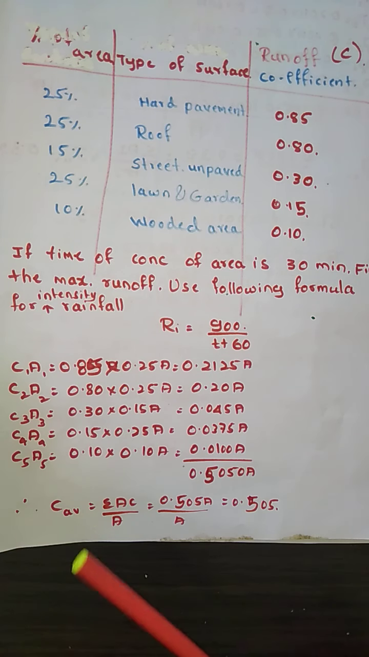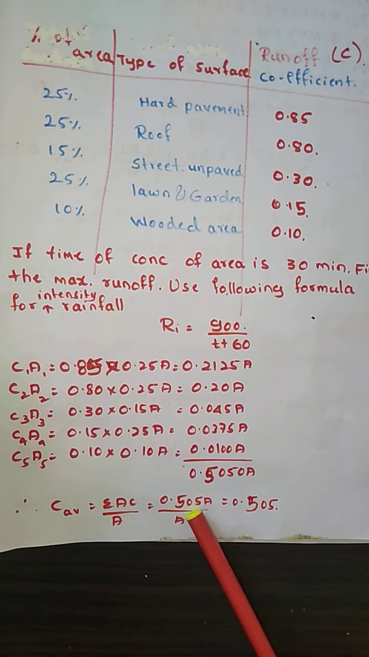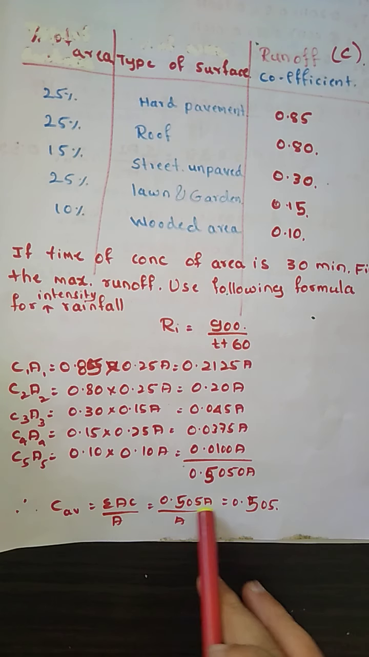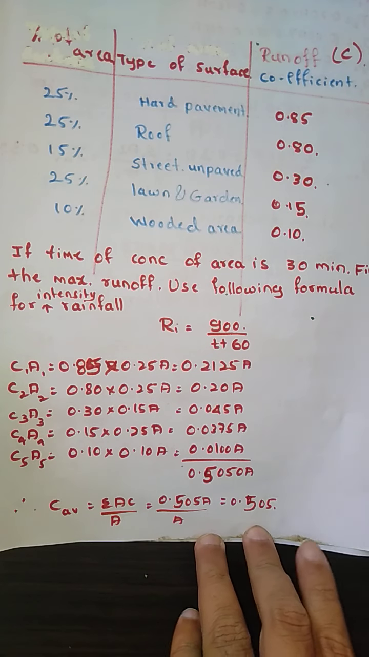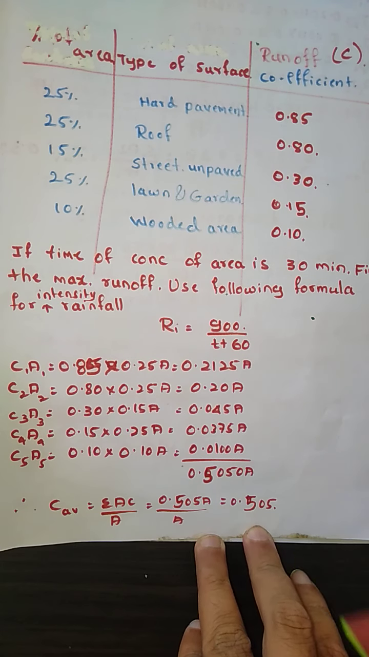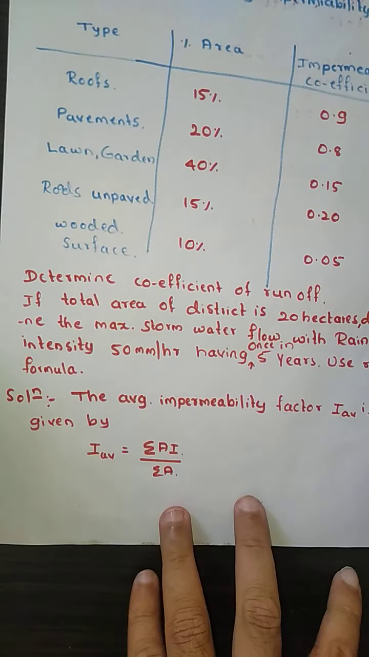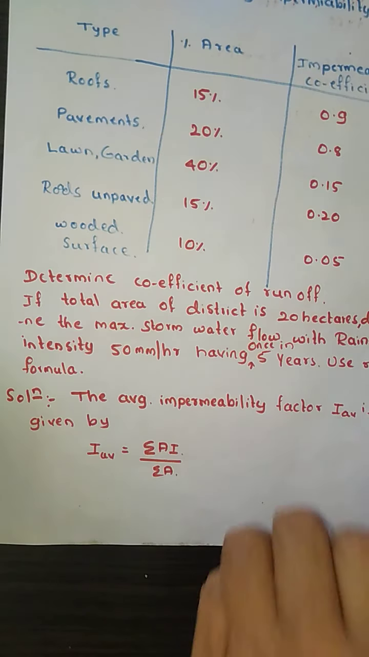Here we are going to use it as C. 0.505 A divided by A, the A divided by A gets cancelled. We are going to get the average coefficient of runoff as 0.505.